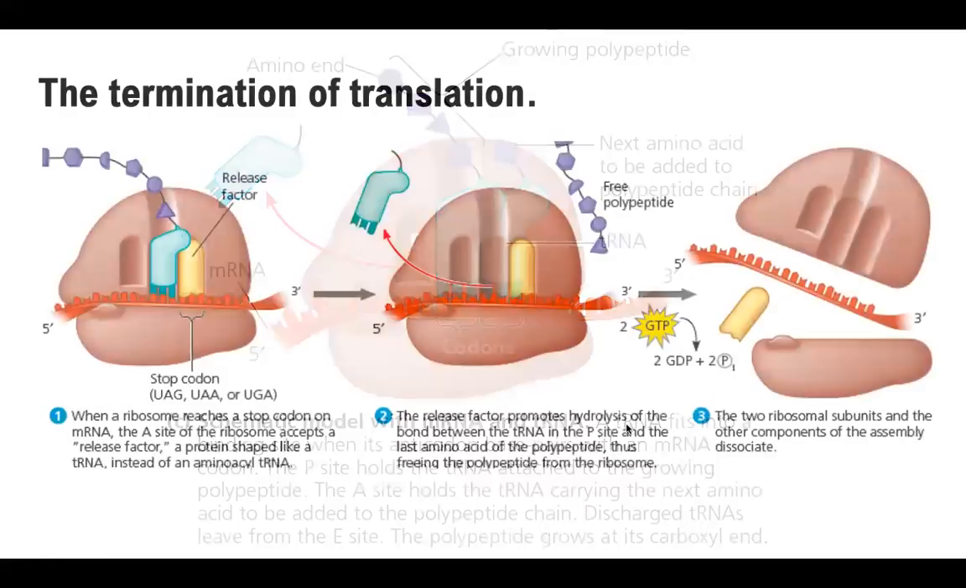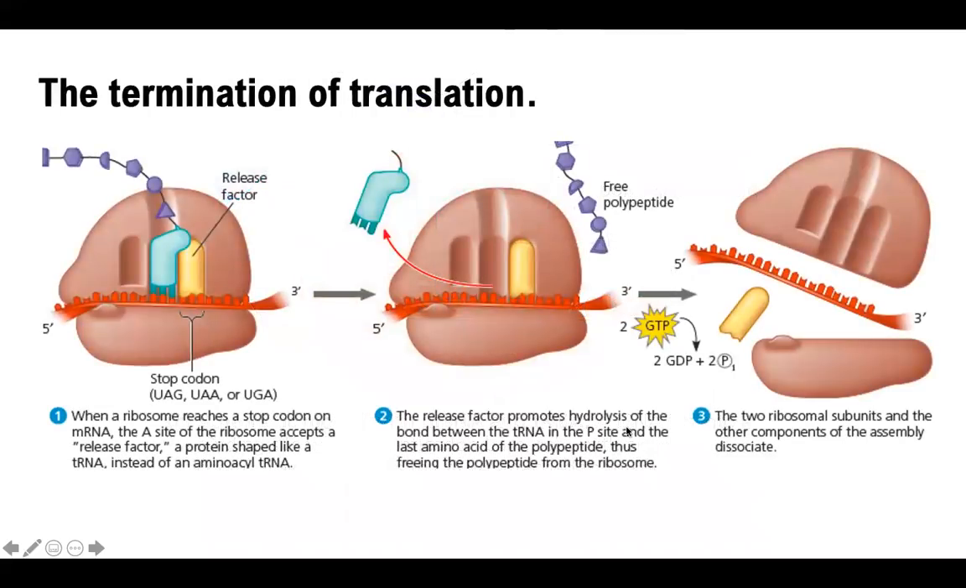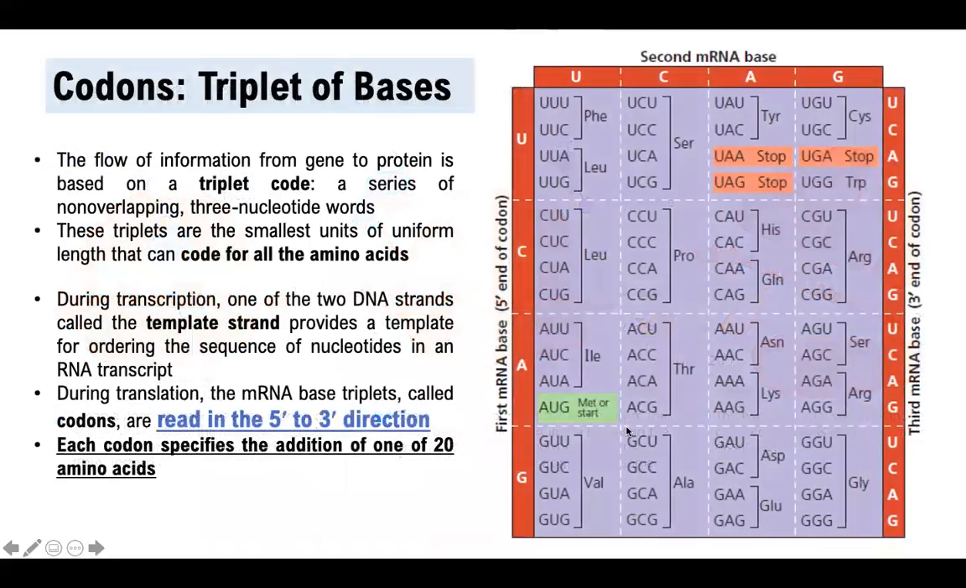translation. Later we'll show you the details of the translation process. But before that, let's have a discussion first about codons, which are the triplets of bases. The flow of information from gene to protein is based on a triplet code. So this is a series of non-overlapping three-nucleotide words. These triplets are the smallest units of uniform length that can code for all the amino acids.